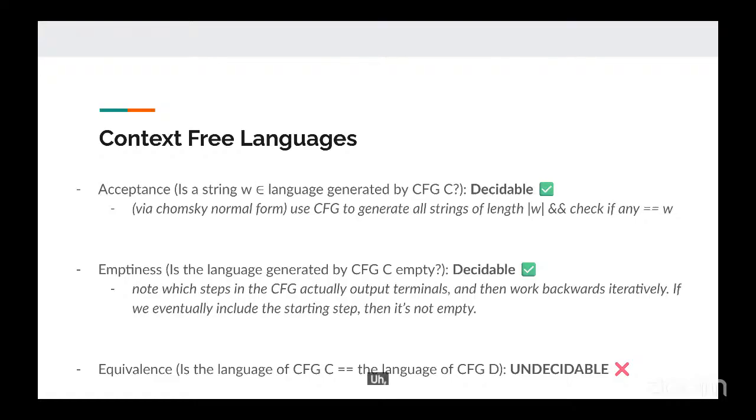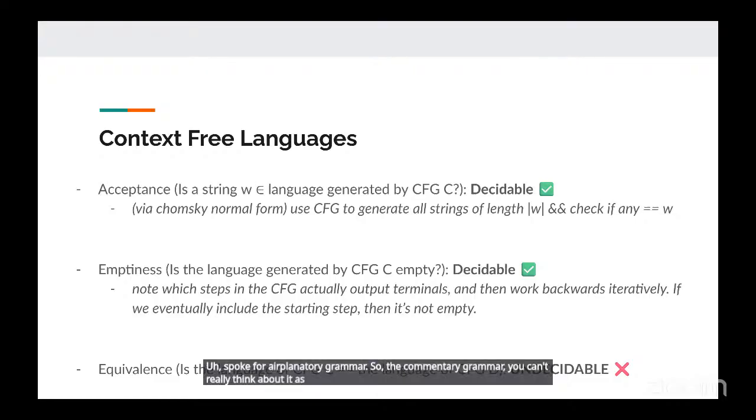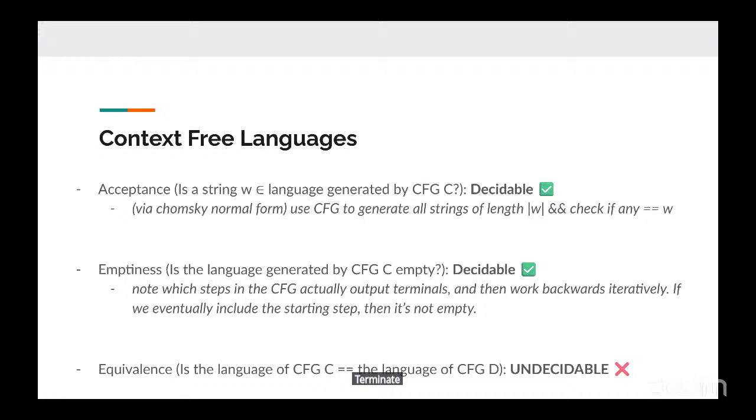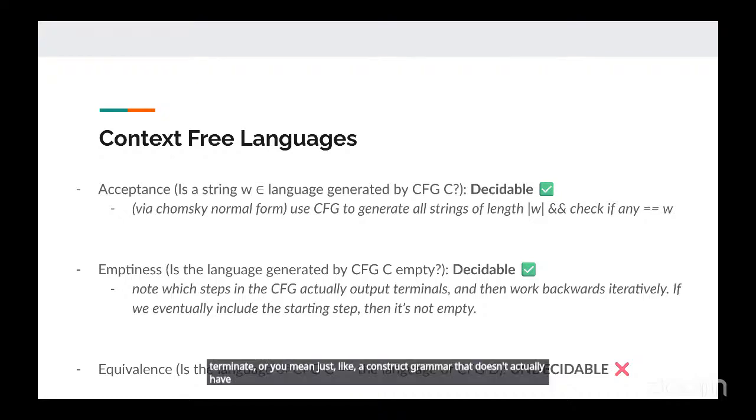For in a context-free grammar. Yeah. So the context-free grammar, you can't really think about it as sort of never terminate, or you mean just like a context-free grammar that doesn't actually have an ability to terminate at all?